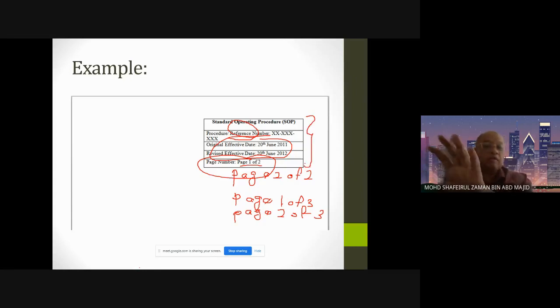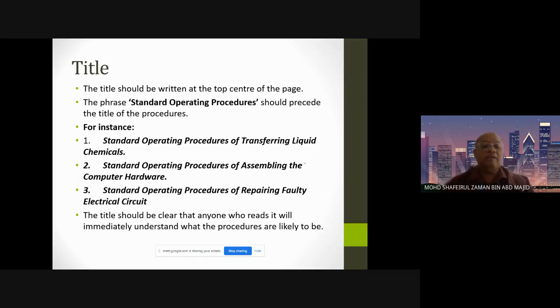On the top right hand corner or upper right hand corner of the page, you need to have this box, which consists of the reference number, the date, and also the page number. So this is the beginning of your SOP. Okay. All right, so the title.